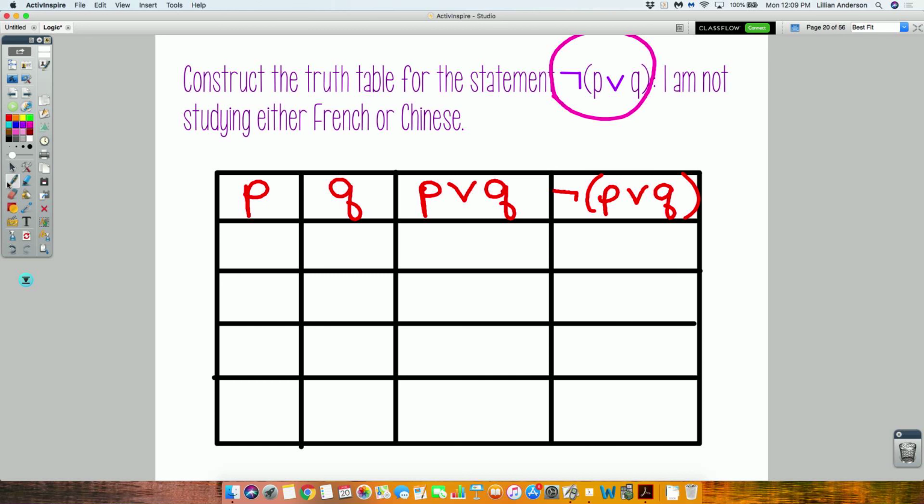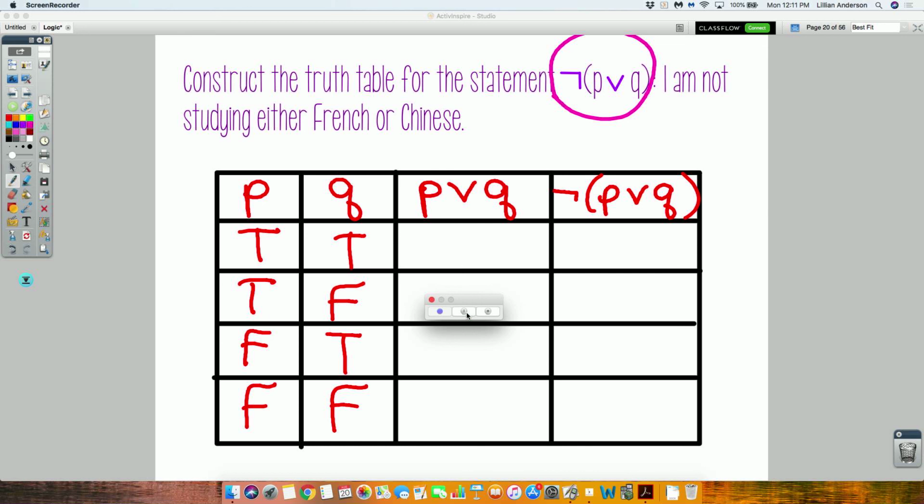I get it. You guys wanna try this on your own? Same truth values as before, and just to make sure we're all the same: TTFF for P, TFTF for Q, so we all can be the same. So you're filling in those two columns. Let's see how you did.